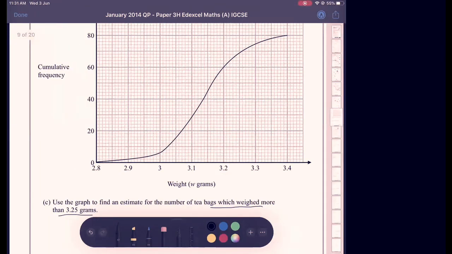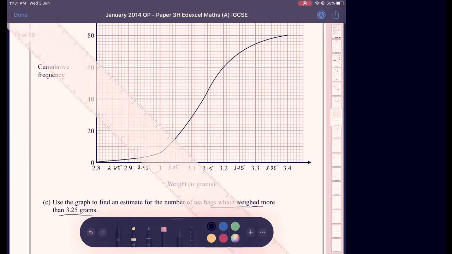This is a cumulative frequency graph given in this question. So where does 3.25 lie? This is 3.1, this is 3.5, and this is 3.25, in between 3.2 and 3.3. So this is 3.05, this is 2.95, and this is 2.85. Now we need to draw a vertical line through 3.25.